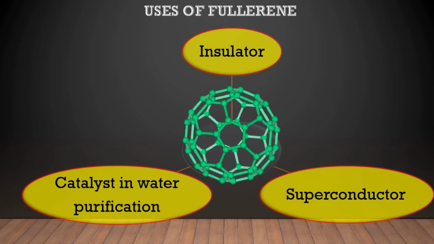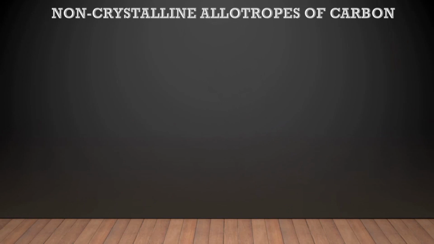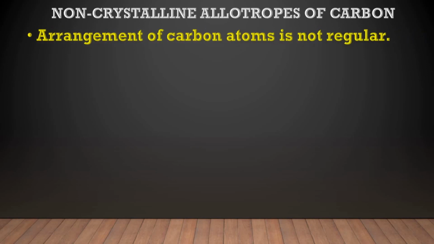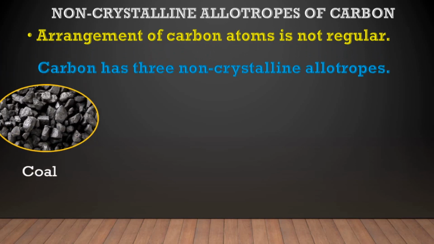Now let us discuss the non-crystalline allotropes of carbon, which are also called amorphous allotropes of carbon. In these non-crystalline allotropes of carbon, the arrangement of carbon atoms is not regular. There are three non-crystalline allotropes of carbon, namely coal, charcoal, and coke. Now, let us know more about these non-crystalline allotropes of carbon.